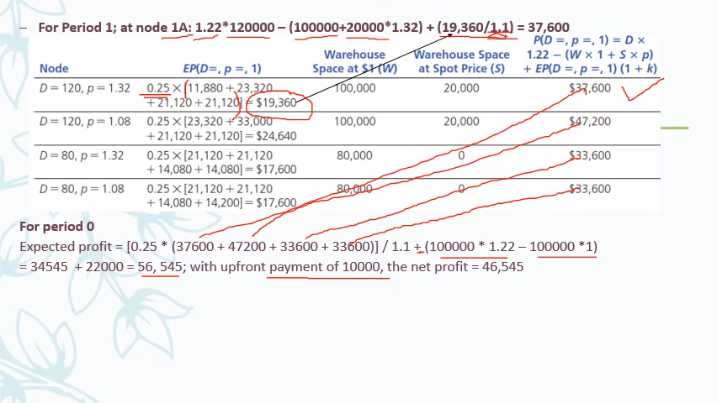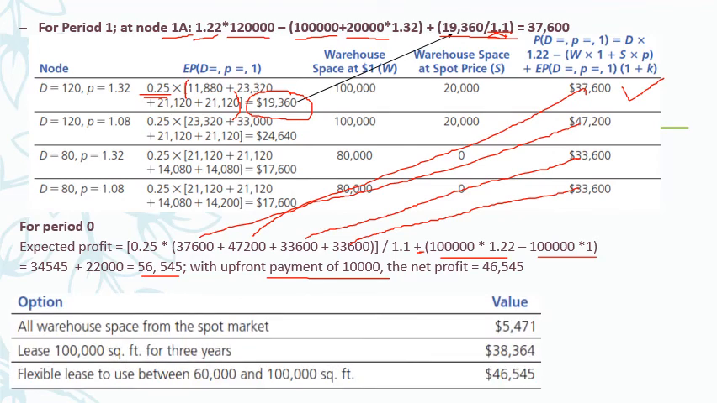Now let us compare all the three options. Which are all the three options? First option 5471, second option 38,364, third option 46,545. So which is selected? The third option is selected as it yields the highest profit for me. Okay, so this is another way of using the decision tree for arriving at a decision when uncertainties occur.